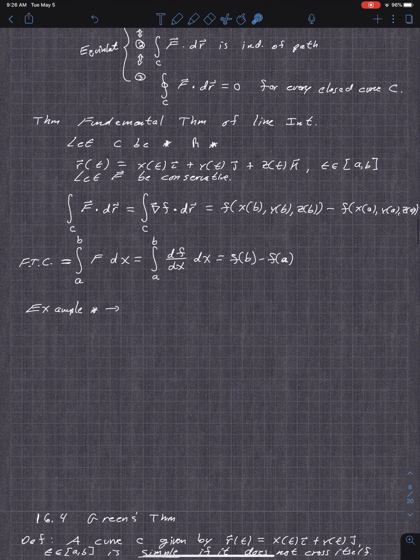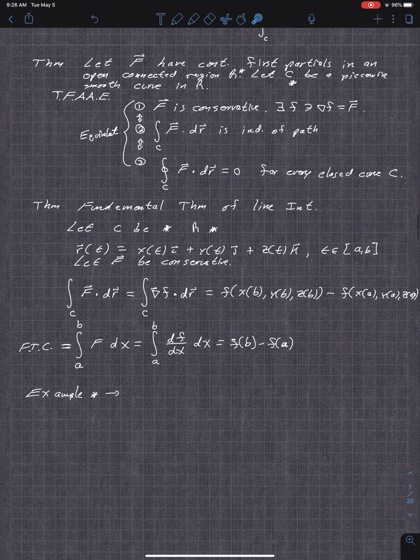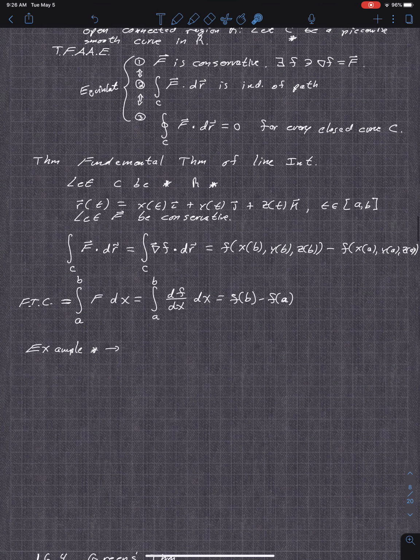So the fundamental theorem of line integrals states this: let C be defined as above. Okay, so C is a piecewise smooth curve in R, and R is an open connected region. So just defined as above. r of t is x of t, y of t, z of t.